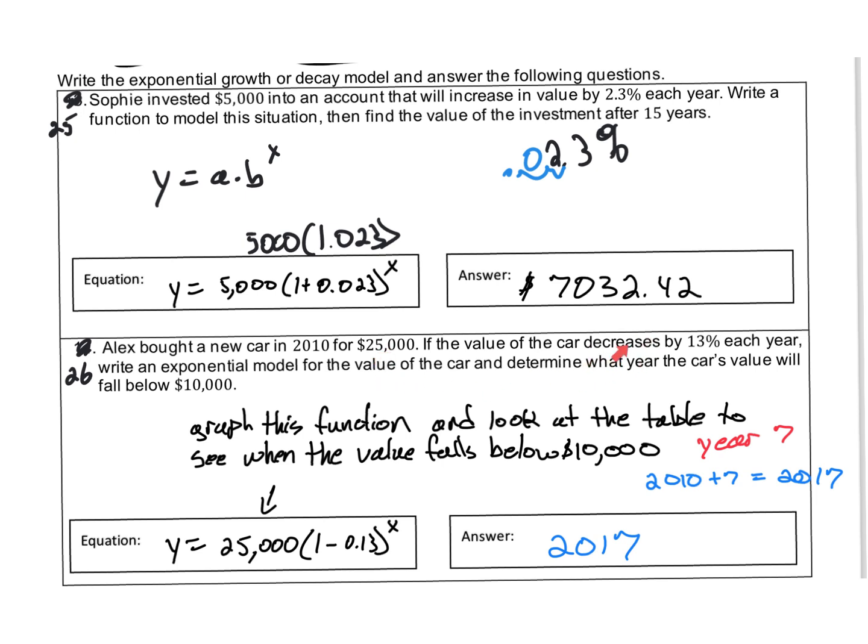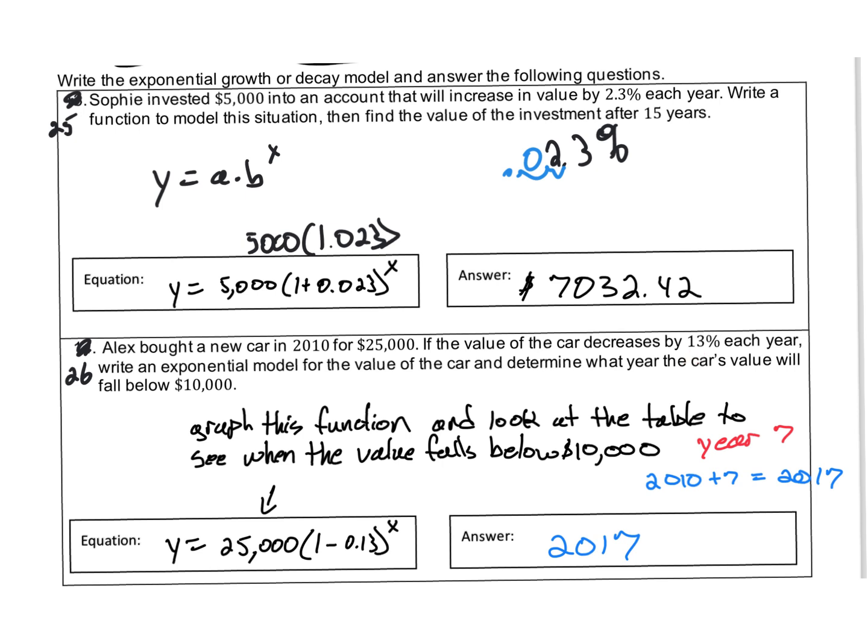Okay. Now on this last one, Alex bought a new car in 2010 for $25,000. The value decreased by 13% each year. Write the exponential model for the value of the car and determine what year the car value will fall below $10,000. Okay, first of all, we're starting at $25,000, but we're losing value at 13%.